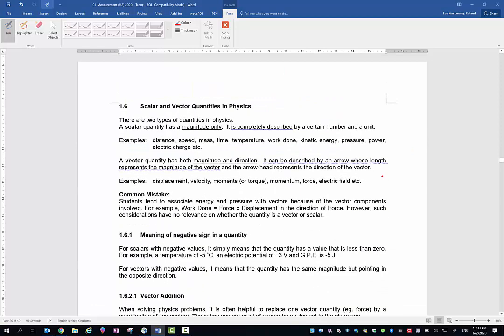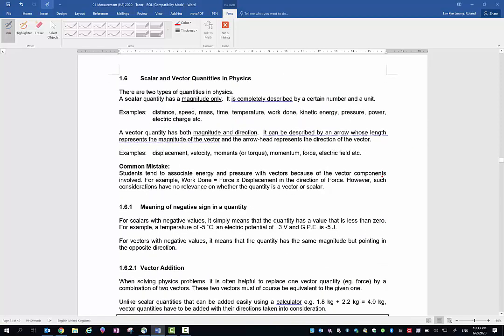Yes, so today we're talking about scalar and vector quantities in physics. I'm sure you've come across scalar and vector quantities in physics at O level. So in terms of definition, a scalar quantity has magnitude only. So for a scalar, you're only concerned about the magnitude in terms of number. But for a vector, you're concerned about both the magnitude and the direction.